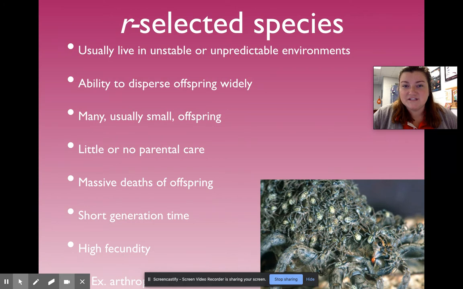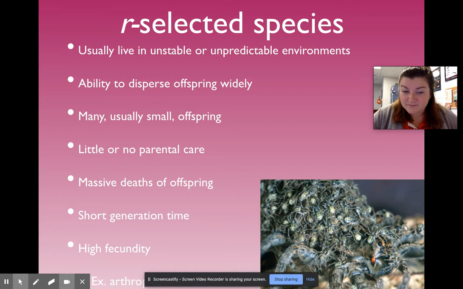So R selected species are kind of the opposite in a lot of ways. They might be in more unpredictable or unstable environments, things like the ocean or insects and things like that. They have the ability to disperse offspring widely, so they can have lots and lots of children. They have tons of offspring. Usually the offspring are very small. They have little or no parental care. So the parents do not spend time raising the babies.